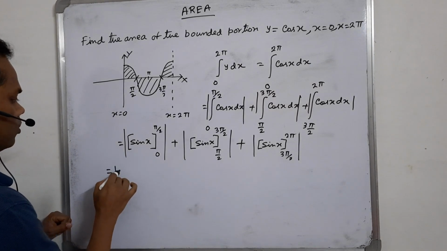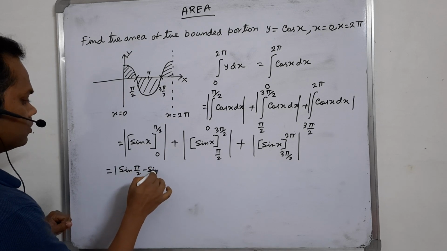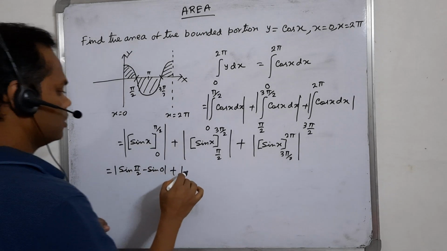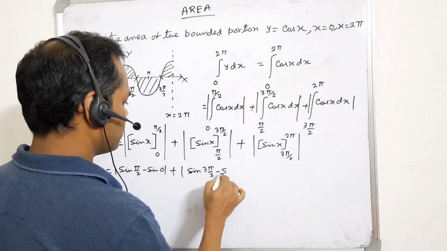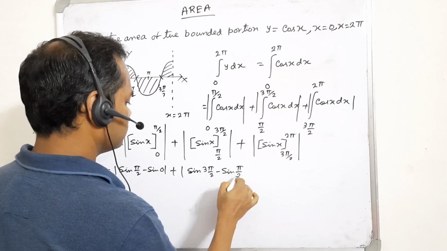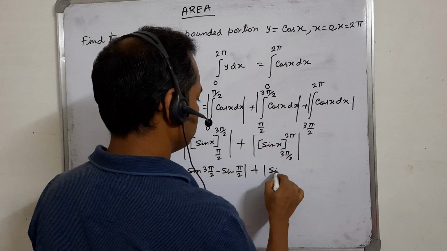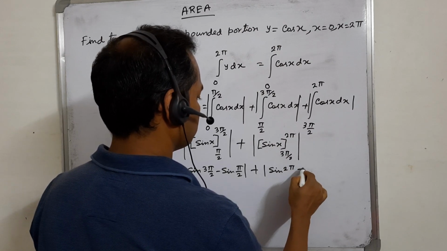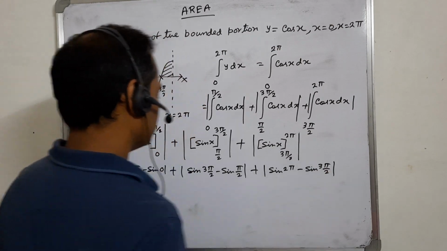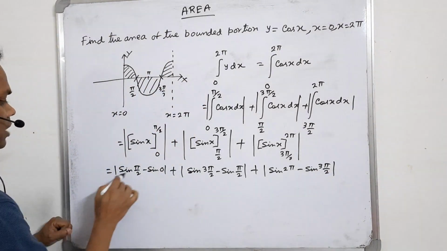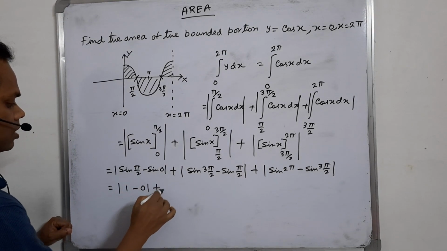So modulus of sin pi by 2 minus sin 0, plus modulus of sin 3 pi by 2 minus sin pi by 2, plus modulus of sin 2 pi minus sin 3 pi by 2. Now sin pi by 2 is 1 and sin 0 is 0, so this is 1.